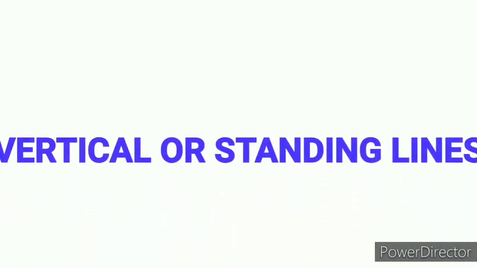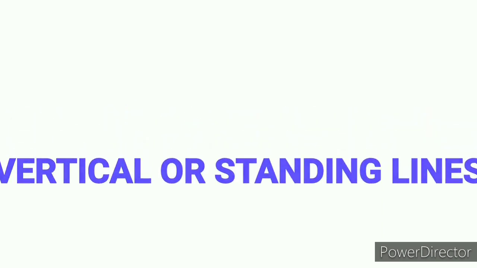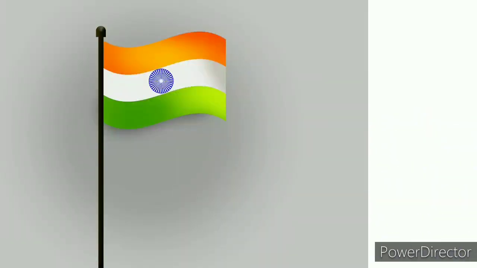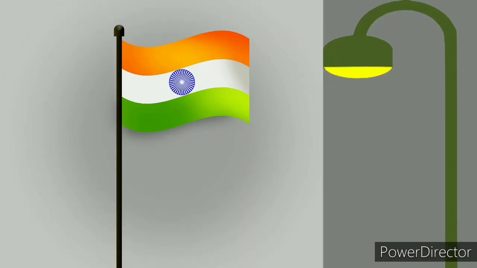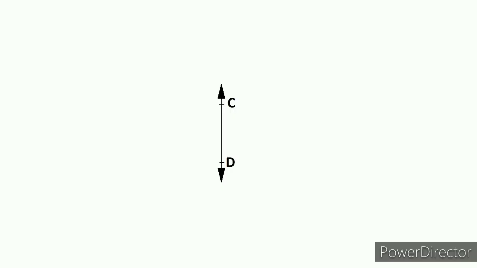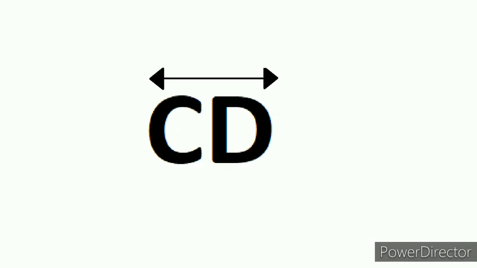Let's start with vertical lines or standing lines. Look at the flag mast standing on the ground or an electric pole on the roadside. We say that the flag mast as well as the electric pole are standing vertically on the ground. Similarly, a line drawn vertically is known as a vertical line. Thus, in the adjoining figure, CD is a vertical line. CD is represented by a double arrow line as shown on the screen.